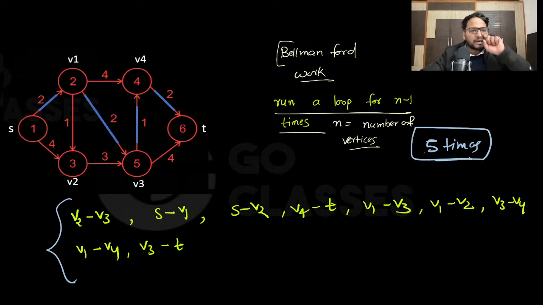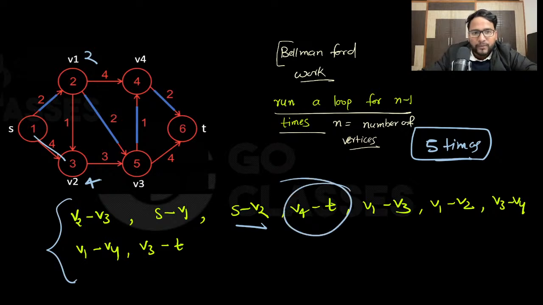Okay, 5 times you have to relax, right? So you can relax in any order, which means you can first relax this B2 to B3. Initially everything is infinity, so it won't matter. Now S to B1, you relax this, so this will be 2, right? Then you relax S to B2, this will be 4, and so on. Then you relax B4 to T, this was infinity, so it is again infinity only.